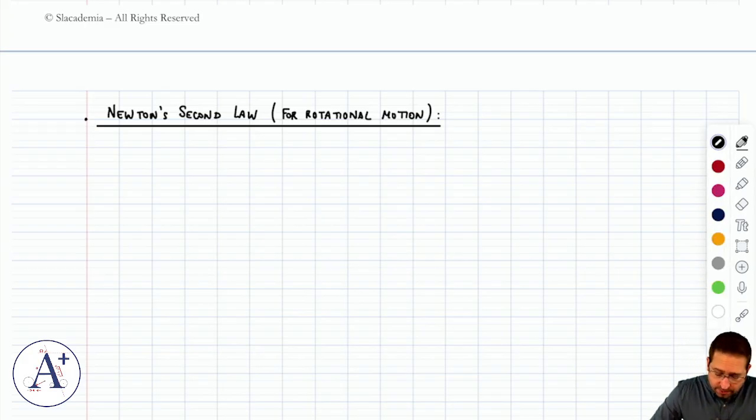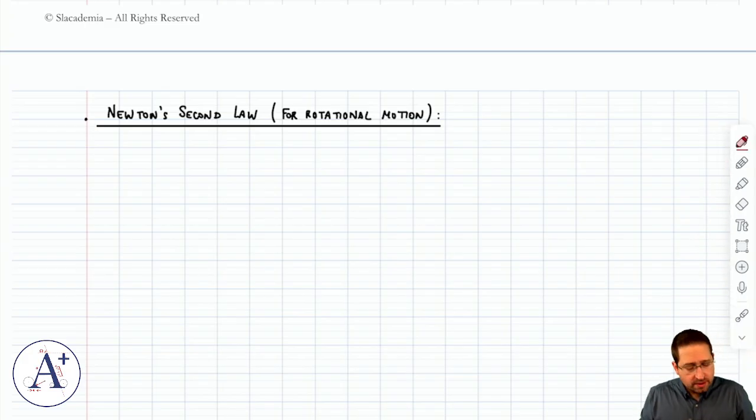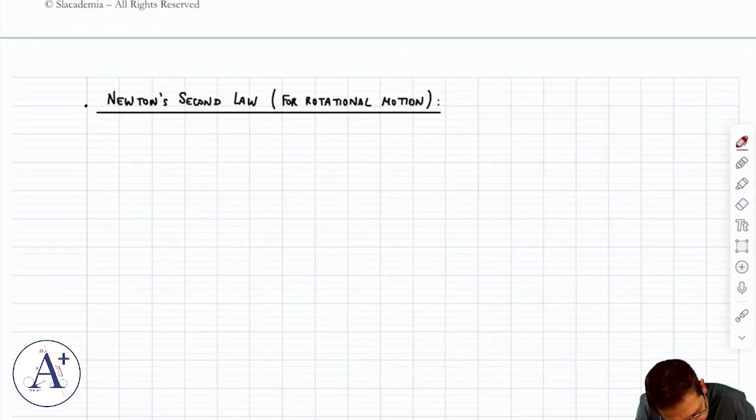Newton's second law is very simple. It's very similar to F net equals ma. It simply is torque net is equal to I alpha.